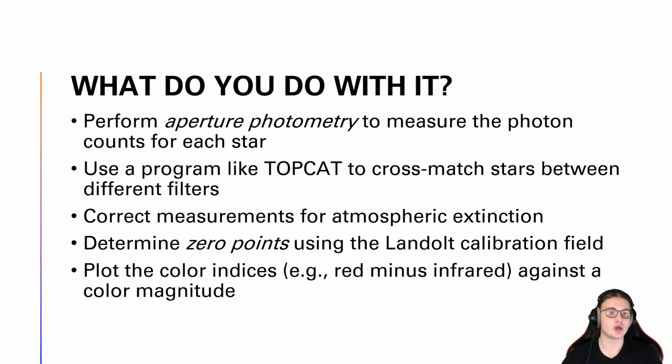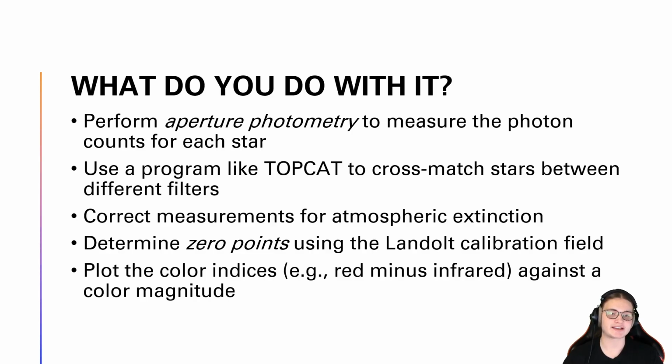Once we have the data, we measure each star's brightness in every filter using aperture photometry. Then we use a program called TopCat to match these stars between filters based on their coordinates, ensuring when we compare colors we're looking at the same stars. When we calibrate the data using our field of Landolt standard stars, we first correct for atmospheric extinction, basically how much the atmosphere dims the starlight, and then determine zero points that turn our raw magnitudes into real ones.